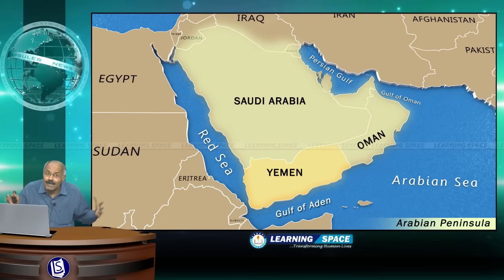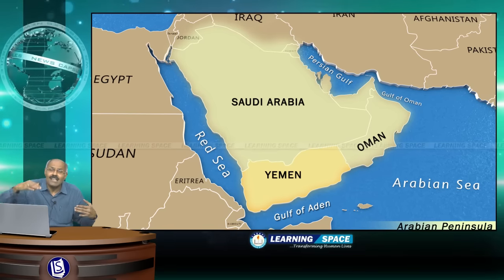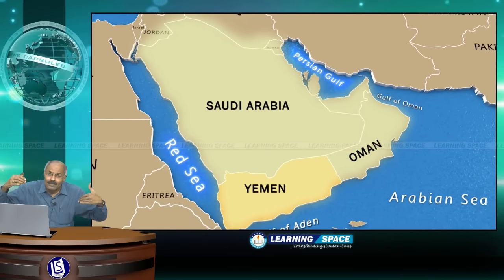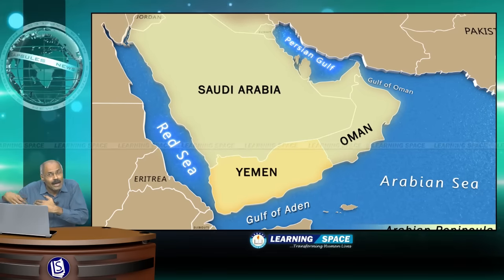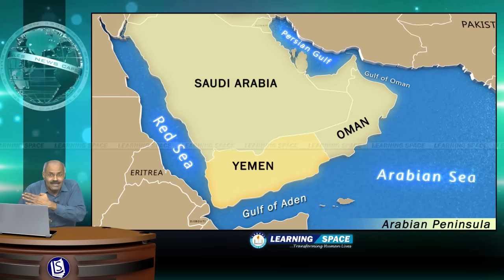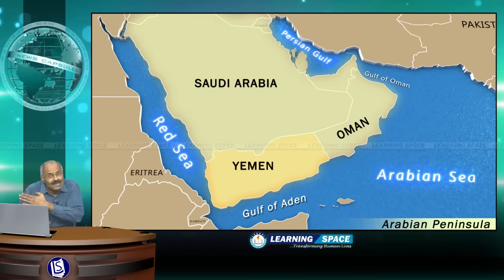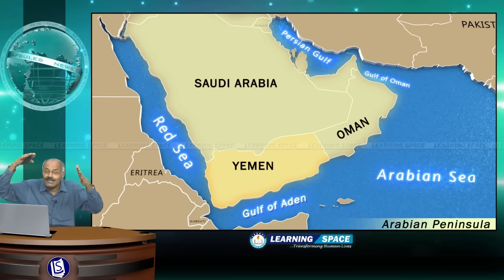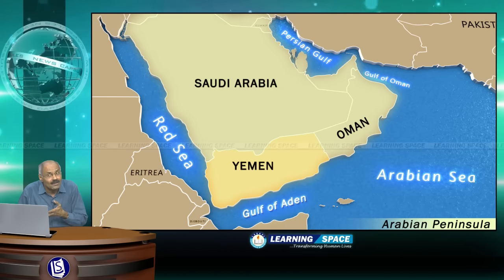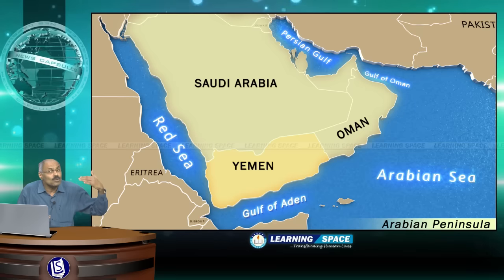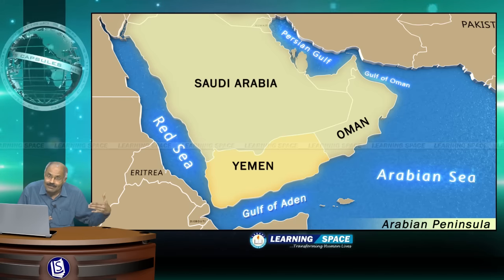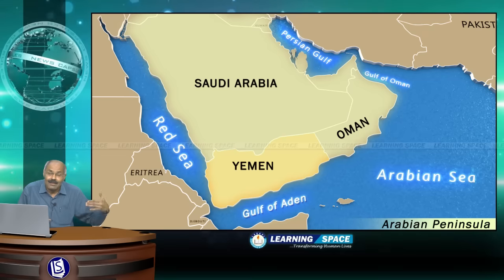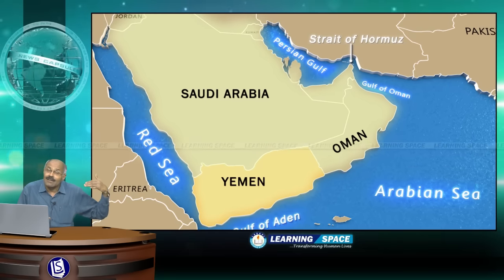This is called the Arabian Peninsula because on one side we have the Persian Gulf, on the other side the Red Sea, and on the other side the Arabian Sea, or you can say along with the Arabian Sea, the Gulf of Aden and Gulf of Oman. So it is surrounded by water on three sides, and along with it, it has two important straits. Please don't forget, two important straits are there. One is the Strait of Hormuz.